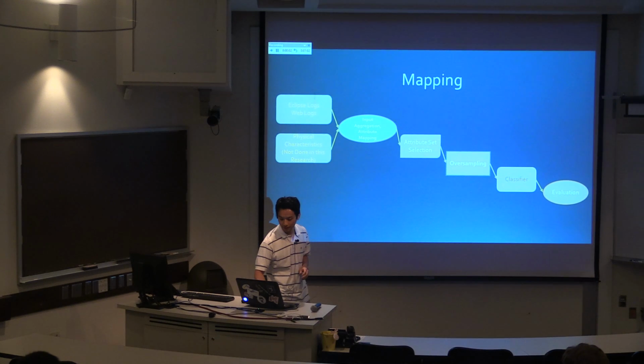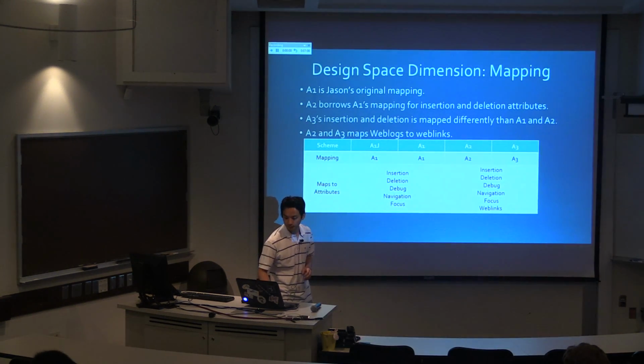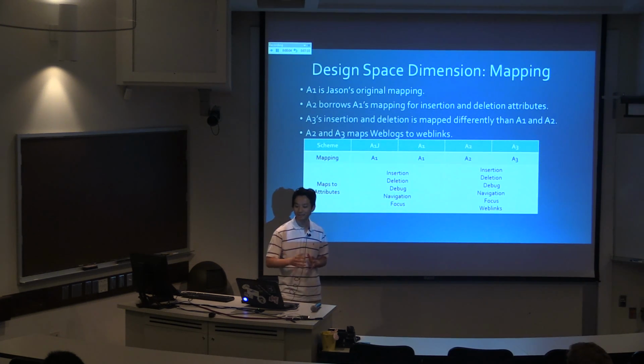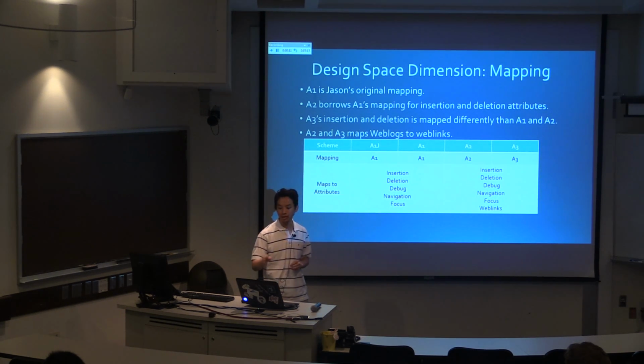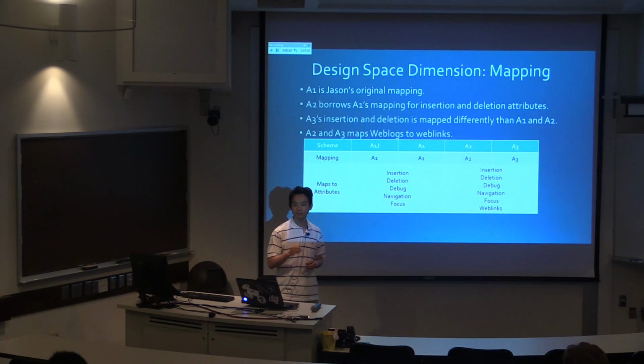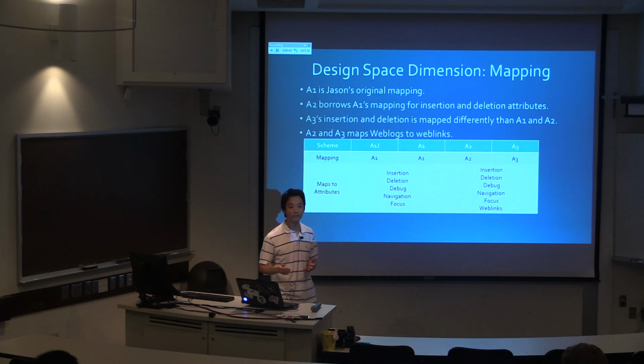So now we can talk a little bit about the mapping dimension of the design space. For lack of better names, Jason's mapping is called A1. That's the original mapping. The current research introduces two different mappings. A2 inherited Jason's mapping to the insertion attribute for the classifier, and it inherits insertion and delete. A3 has its own insertion mapping to insertion and delete, while both A2 and A3 introduce a new attribute for the classifier called web link, which is just the amount of time that a person uses the internet while programming. Jason did not use web link in his.